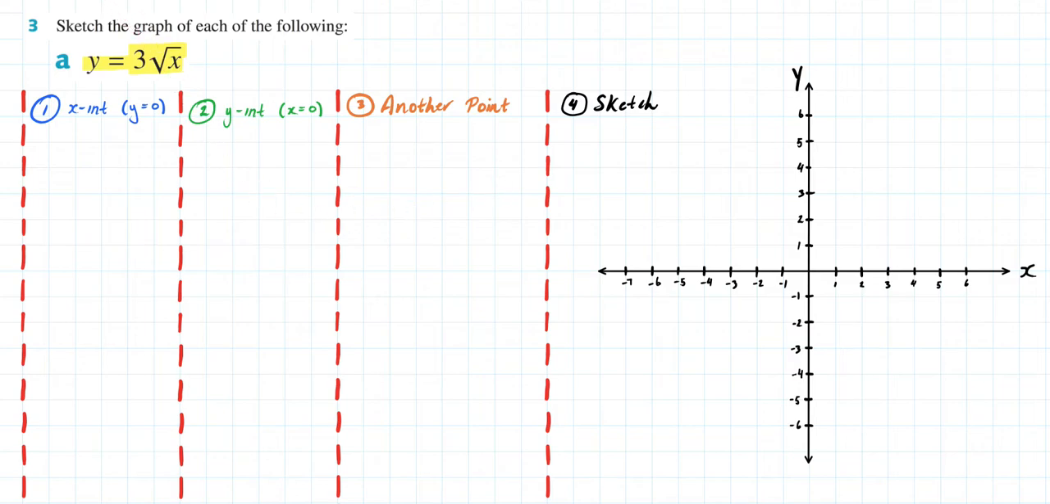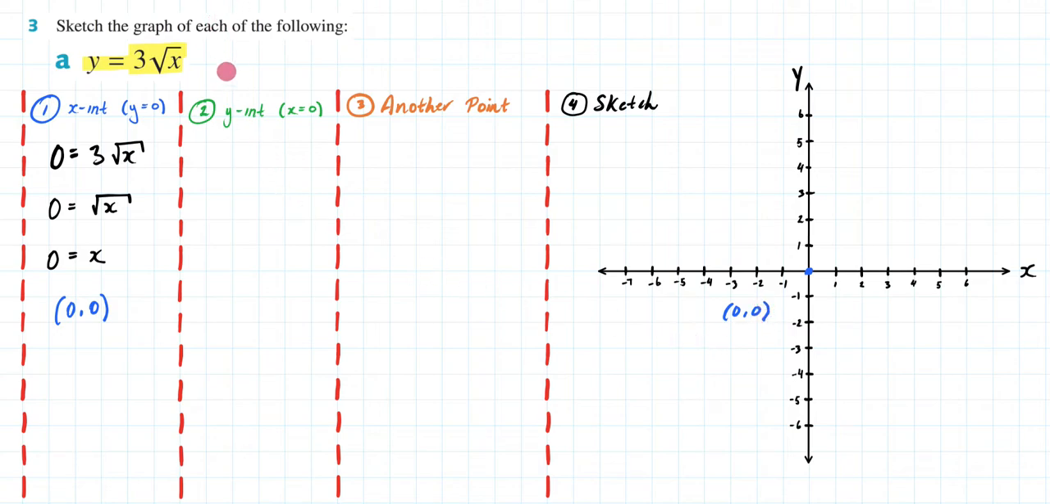So let's begin. First things first, find the x-intercept by letting y equal 0. So I'm going to get 0 equals 3 square root of x. I then am going to divide both sides by 3 in order to get 0 equals the square root of x. To get rid of the square root, I will square both sides, so I'll get 0 equals x. So that means that my x-intercept will be at (0, 0). So I come here, I put that there, and I'm going to write (0, 0).